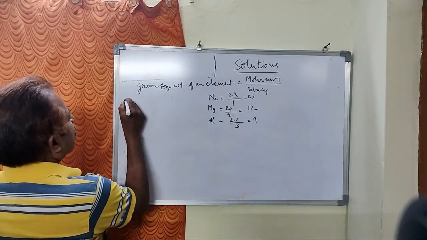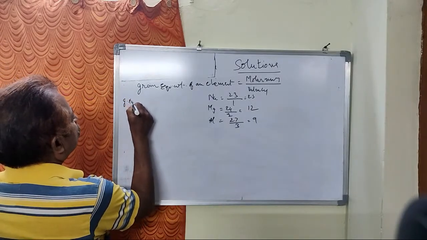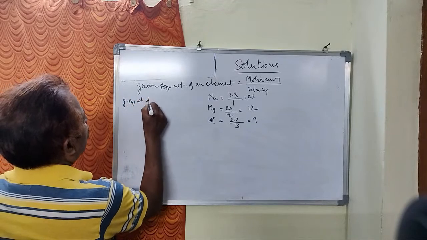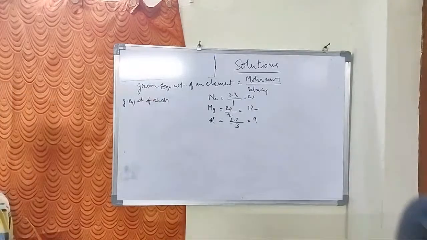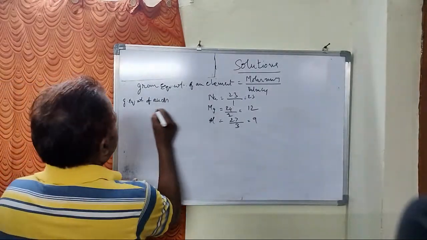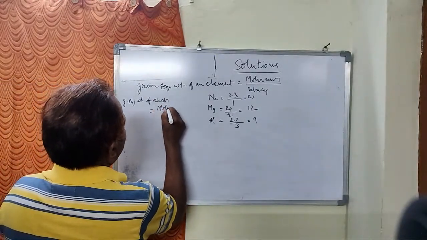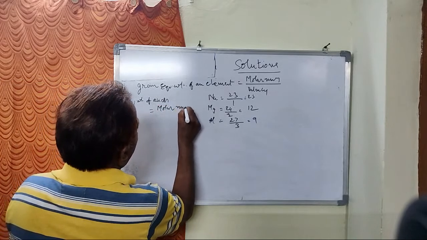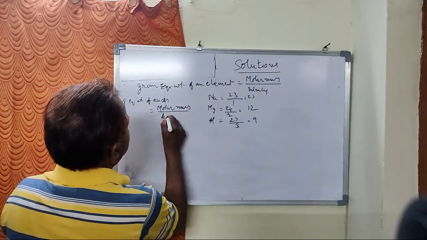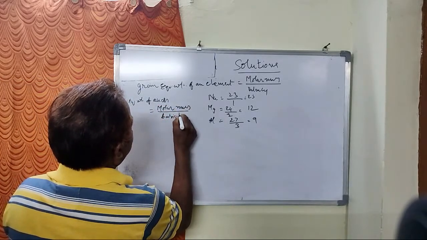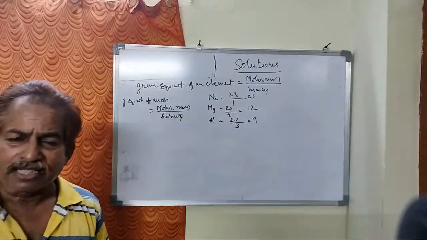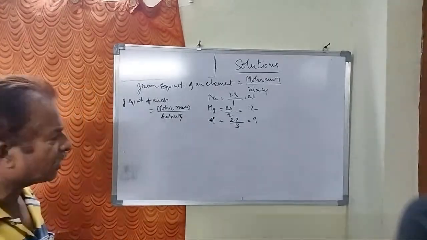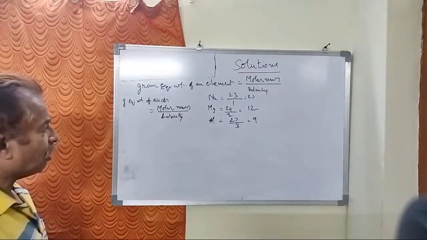Now gram equivalent weight of acids. How do we find it? It equals molar mass by basicity. Molar mass by basicity. What is meant by basicity? Basicity is nothing but the number of replaceable hydrogen ions.